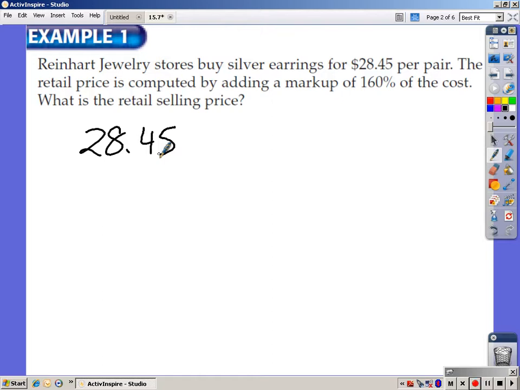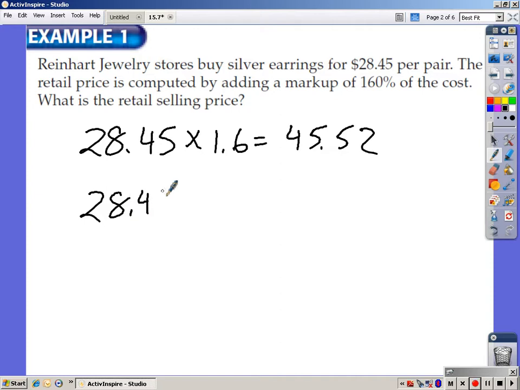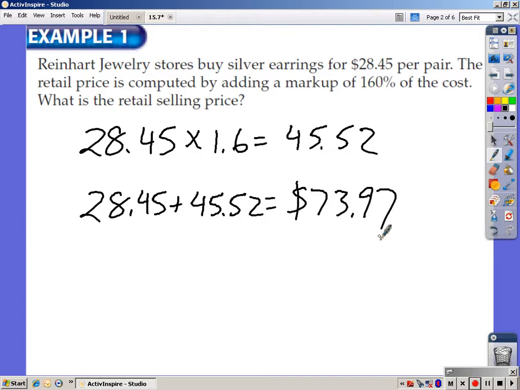Okay, well, if our markup's 160% of the cost, we multiply this times 1.6. All right? So $28.45 times 1.6, and we get 1.6 by moving the decimal 2 places in the 160%, and we get 45.52 is our markup. Take 28.45 plus 45.52, and you have your selling price, which is $73.97. All right? Pretty simple.